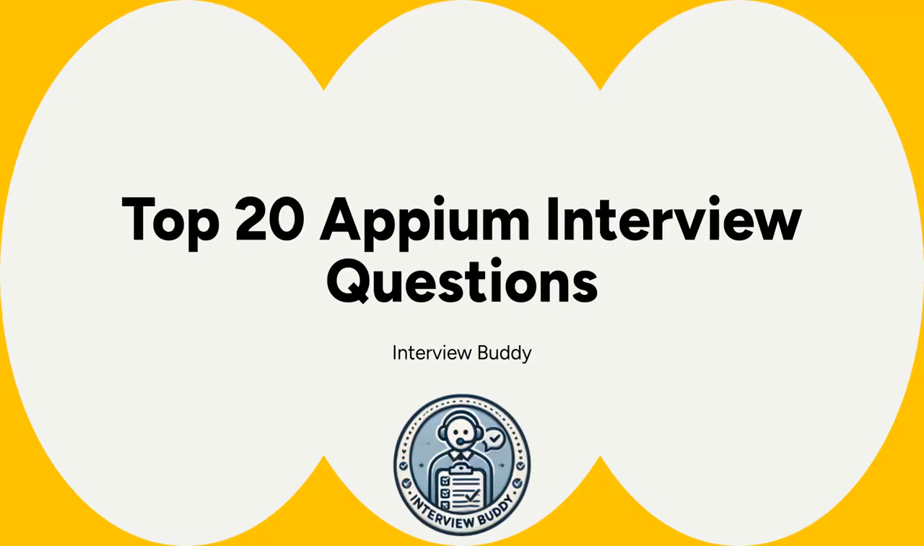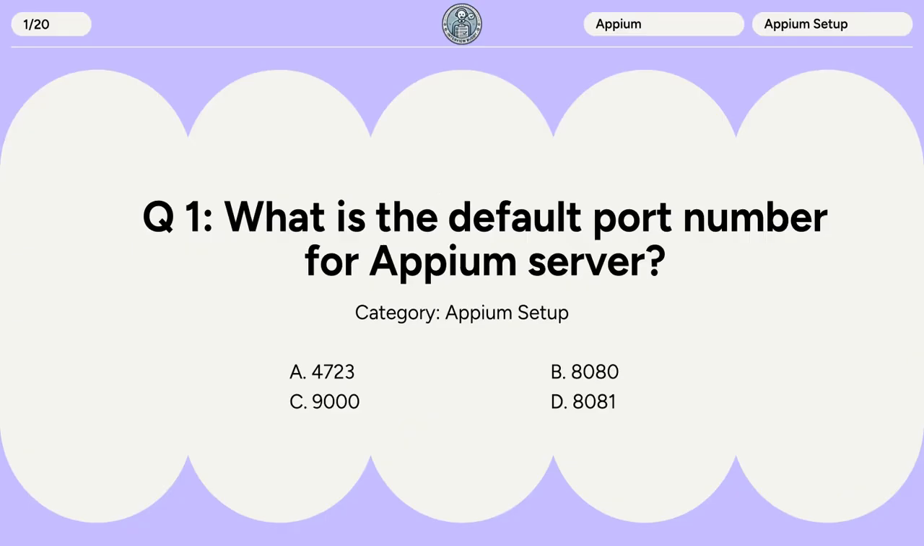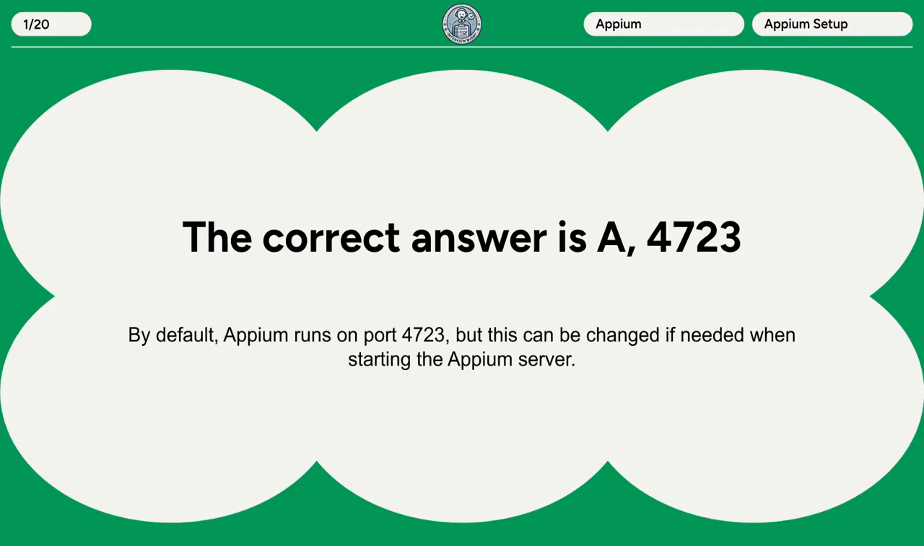Top 20 Appium interview questions. Question 1. What is the default port number for Appium server? A. 4723. B. 8080. C. 9000. D. 8081. The correct answer is A. 4723. By default, Appium runs on port 4723, but this can be changed if needed when starting the Appium server.